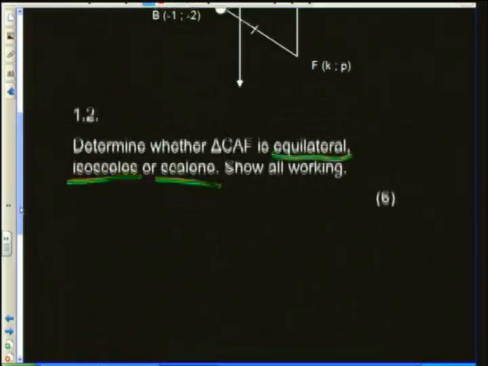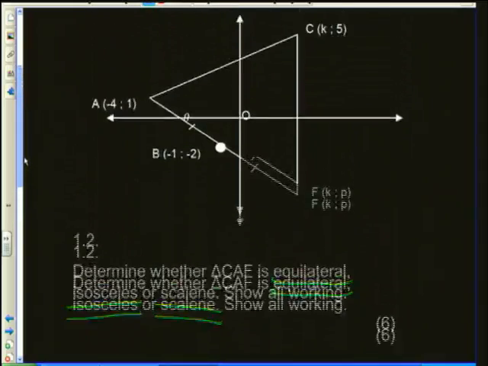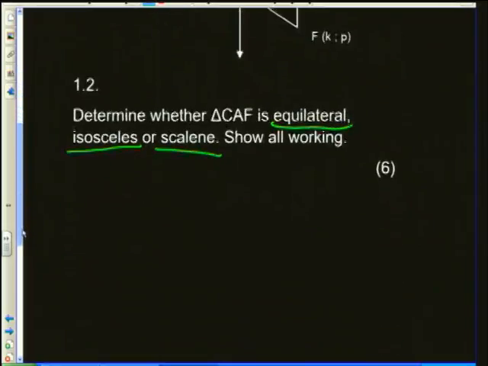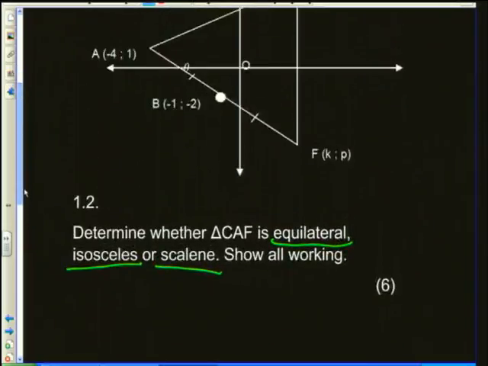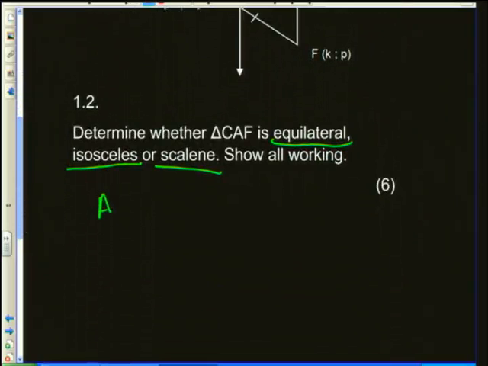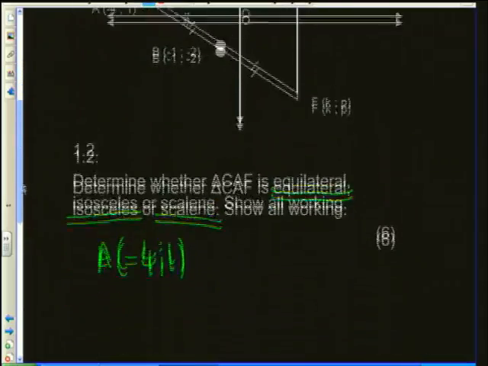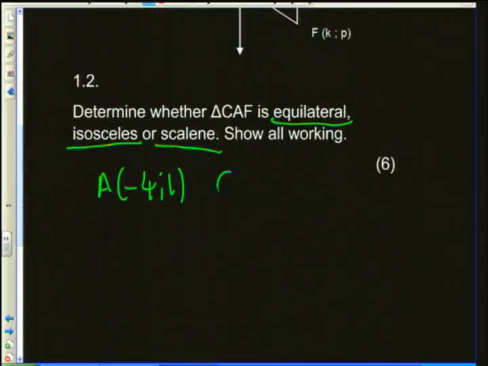Show all working. Right, so let's first work out, the order doesn't matter, let's first work out the length of side AC of the triangle. Okay, so A is negative 4, 1. And C, we said is going to be 2.